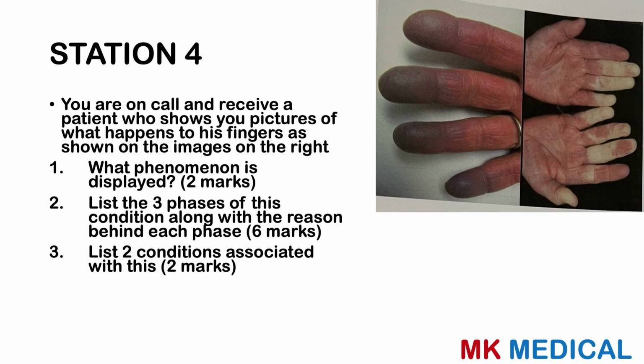Station 4. You're on call and receive a patient who shows you pictures of what happened to his fingers, as shown on the images on the right. What phenomenon is displayed? List 3 phases of this condition along with the reason behind each phase. List 2 conditions associated with this. You may pause the video right now.